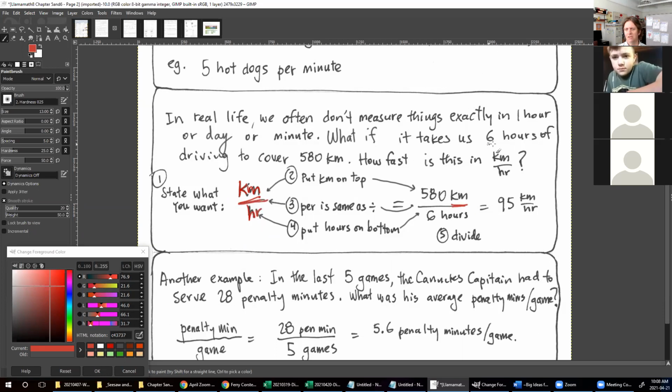How many hours did it take? It took 6 hours. So I'm going to put 6 hours on the bottom. So I have 580 kilometers divided by 6 hours. And in your calculator, you're going to type in 580 divided by 6. And it gives you 95 kilometers on the top of the unit per hour on the bottom. And there we go. We got our answer.